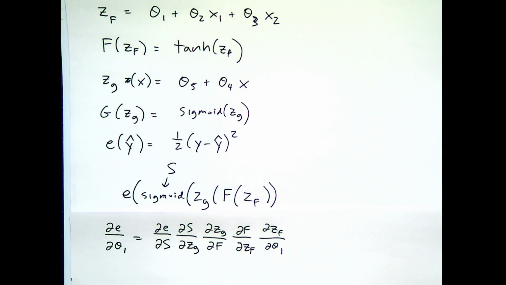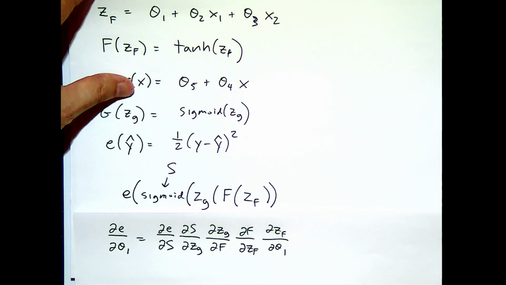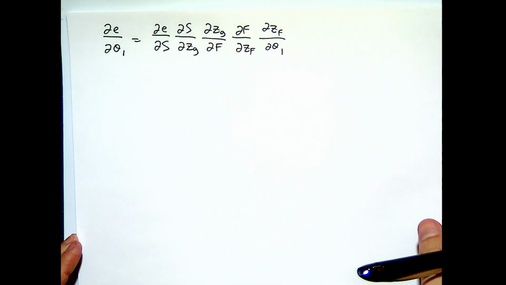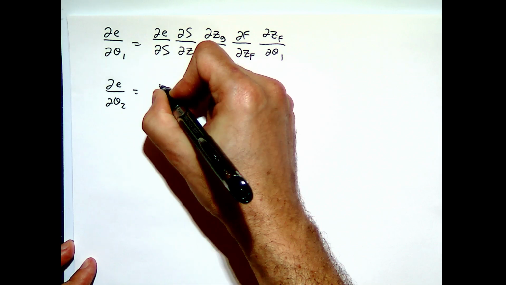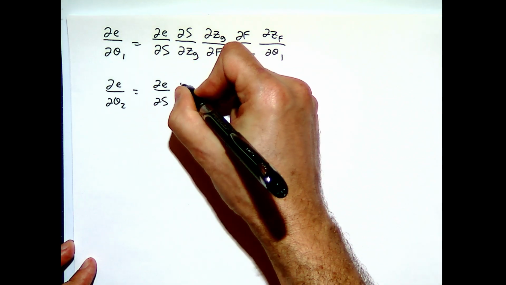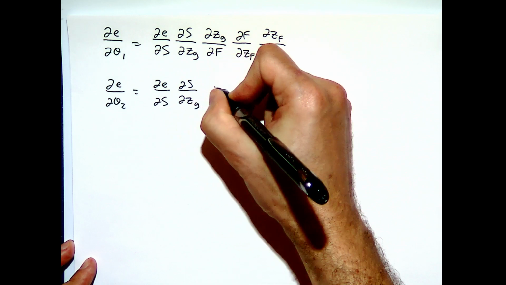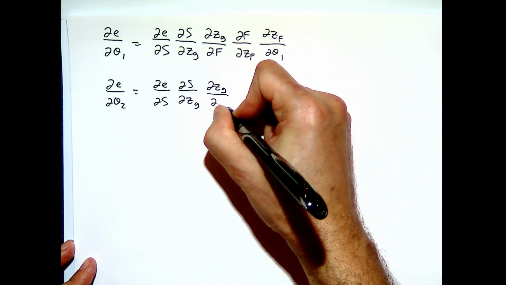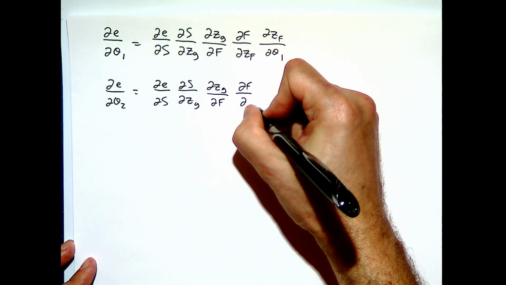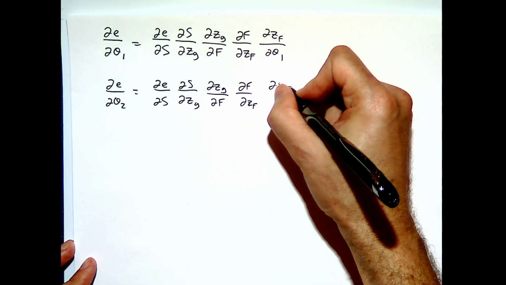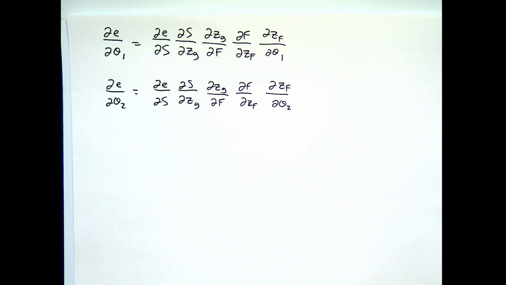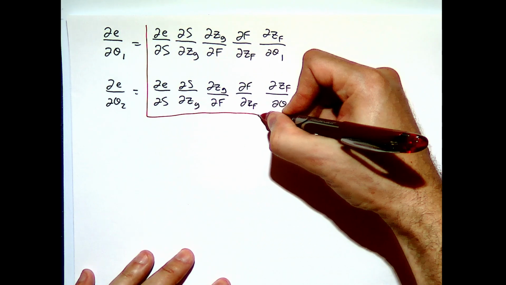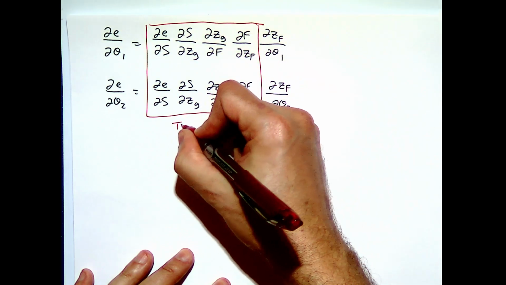That's the chain rule. And the same way, if I wanted to take the partial of E with respect to theta 2, it would be almost exactly the same thing, right? I would have to work my way backwards along the chain until I got to the partial with respect to theta 2. And the thing to observe is that all of this stuff is exactly the same except for the last term, right? So all this stuff is the same.